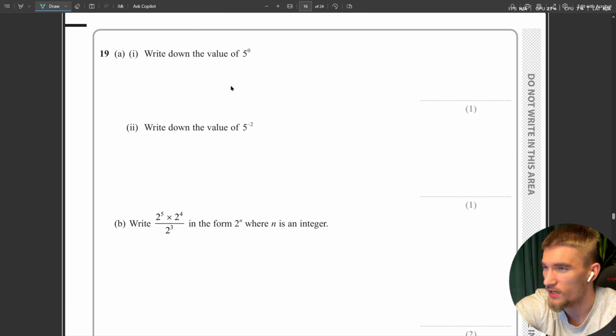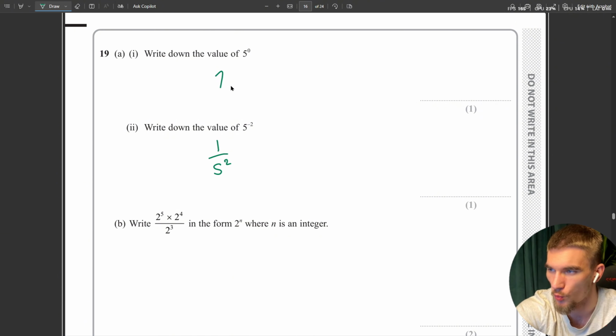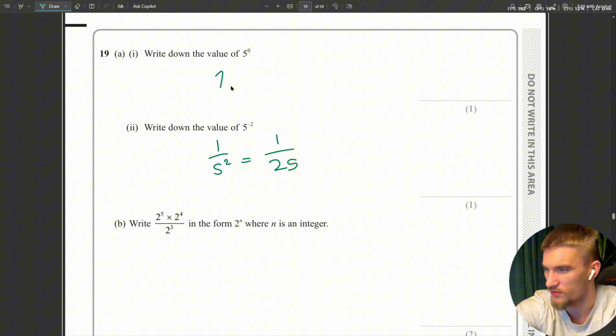Write down the value of 5 to the power of 0. Right, so 5 to the power of 0 is just 1, because anything to the power of 0 is just 1. Now write down the value of 5 to the power of minus 2 would be 1 over 5 squared. Right, because whenever we have a negative power, we just do 1 over. And then 5 squared is just 25, so it will be 1 over 25.